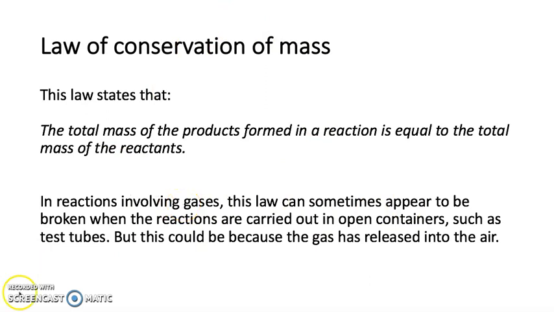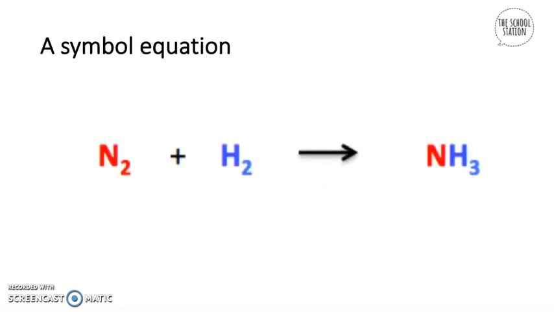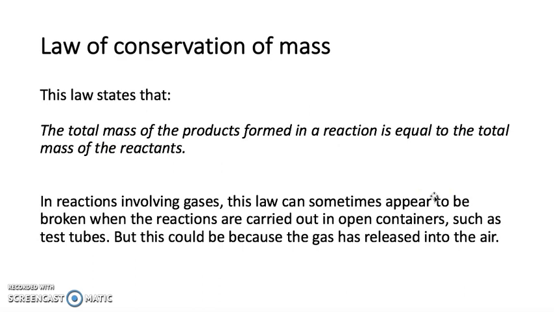So now I'm going to be talking to you about the law of conservation of mass. This law states that the total mass of the products formed in a reaction is equal to the total mass of the reactants. So again, as I said earlier, in this example we have 2 nitrogen atoms and 2 hydrogen atoms, so what we're meant to be getting is 2 nitrogen atoms and 2 hydrogen atoms at the end. But as you can see, this is not the case here. But the law of conservation of mass does say that the total mass of the products formed in a reaction is equal to the total mass of the reactants. So whatever you start with has to be the same at the end.